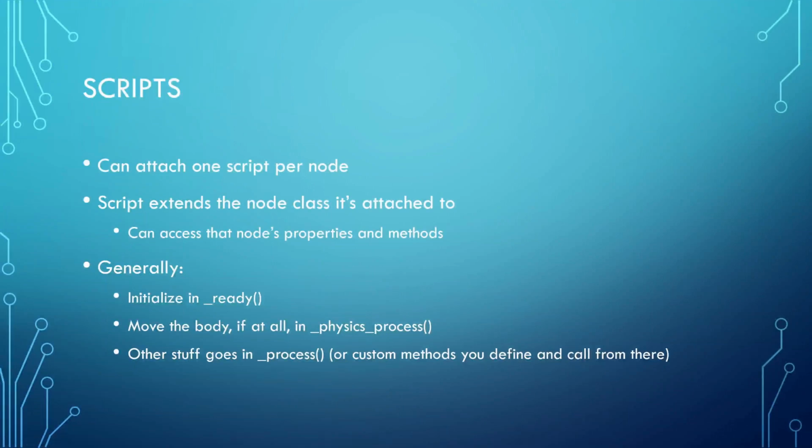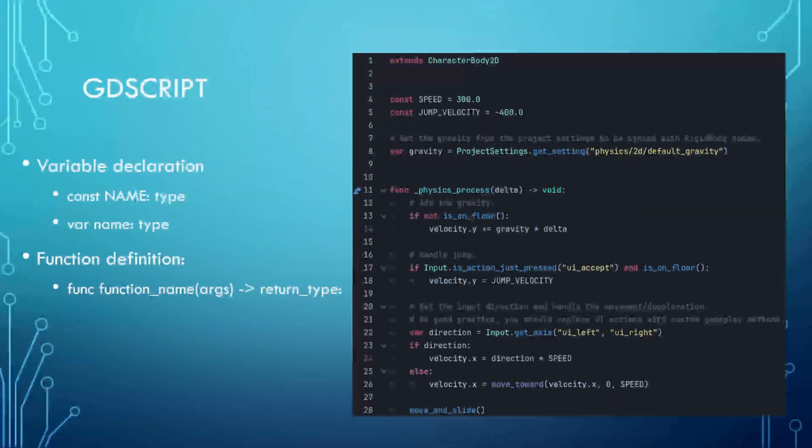So with the script, you can again attach one script per node. You can extend the node's class and access its properties and methods. And then with those three methods that we've already talked about, you initialize in ready. If you're going to move the thing around, do it in physics process, and then other stuff just in process generally. Okay, so this is the code that we already looked at and imported.